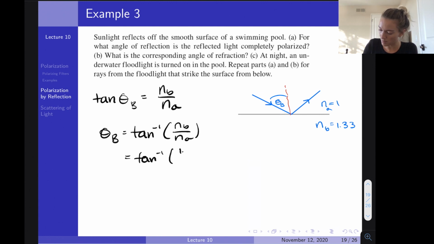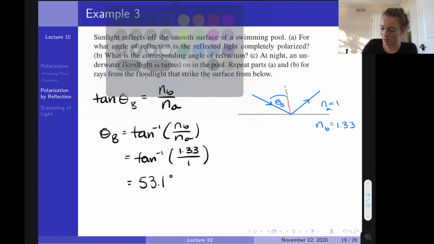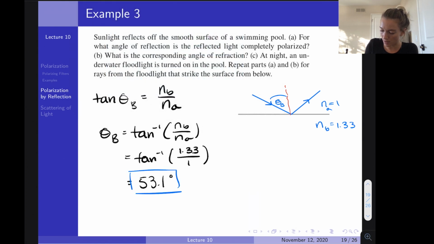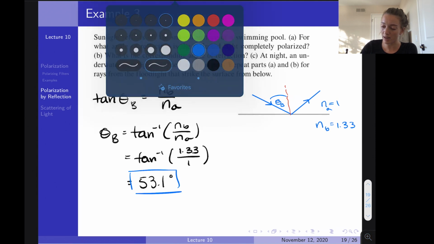So let's just plug both of those in. So n_B is 1.33, we said, and n_A is 1. And then just do tan inverse of that. And this is 53.1 degrees. So this is our Brewster angle here. And it's important here, we're doing everything now in degrees. So I know for our first couple chapters, everything was in radians, but now we're back to doing everything in degrees.